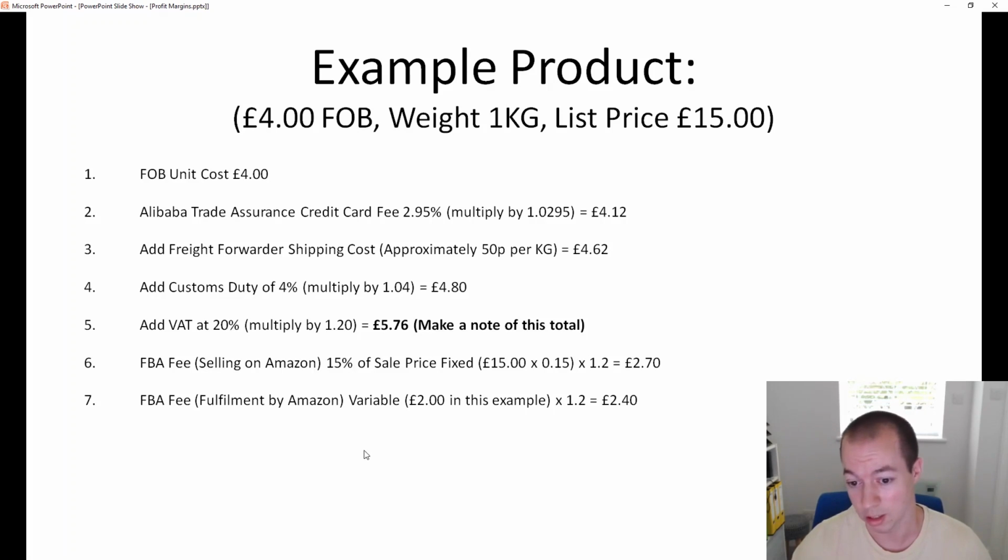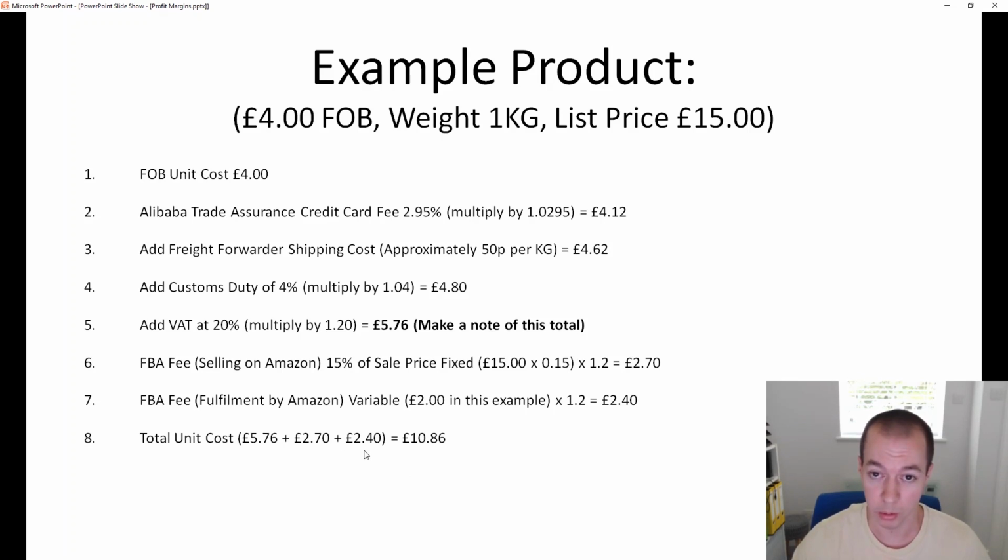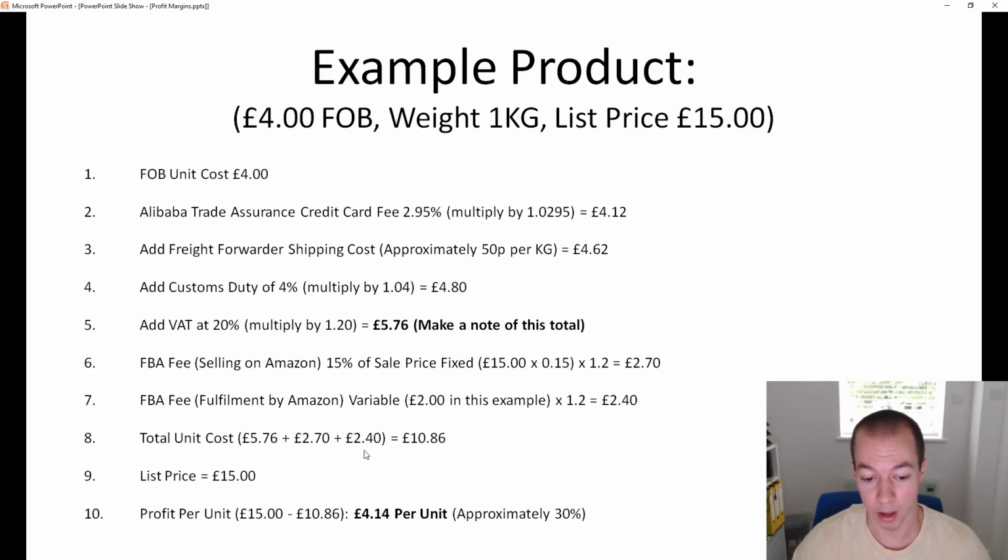So in this instance, it's £5.10 of Amazon fees in total, which gives you a total unit cost of £5.76 plus your £2.70 Amazon fee and the £2.40 additional Amazon fee. So your overall unit cost is £10.86. So if your list price of this product was £15, your overall profit margin would be £4.14 per unit. So that's around about a 30% profit margin.